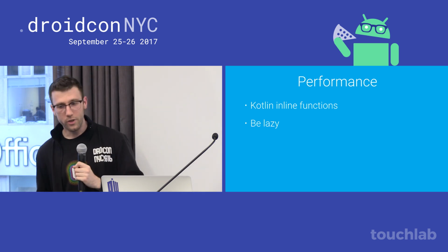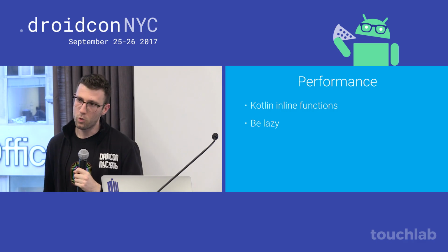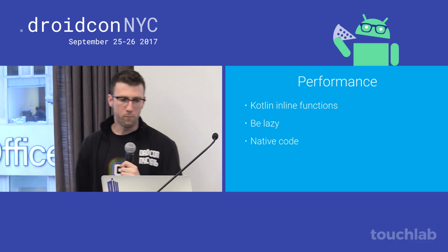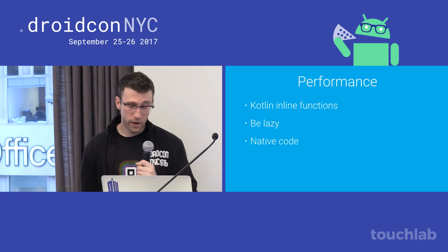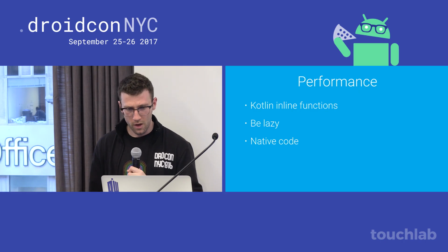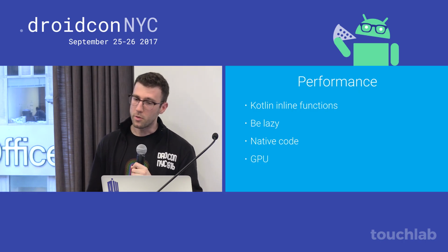Next is be lazy. Don't do a whole bunch of work transforming your images or anything like that until you actually need to do it. If you want to get crazy, you can push some of this down into native code, write some JNI wrappers, or even crazier, you can push it onto the GPU.